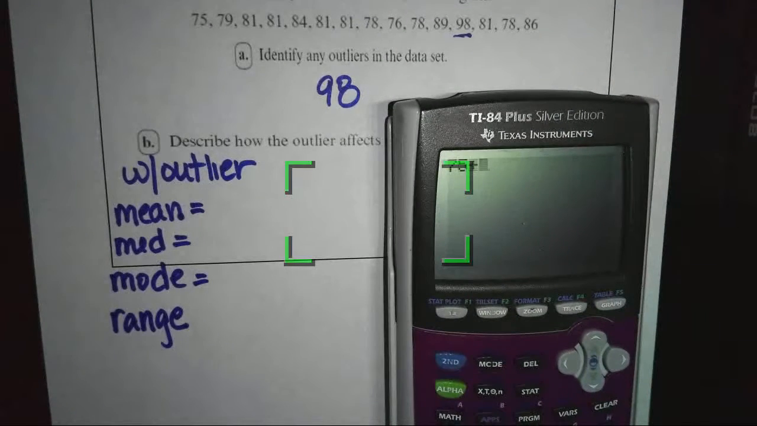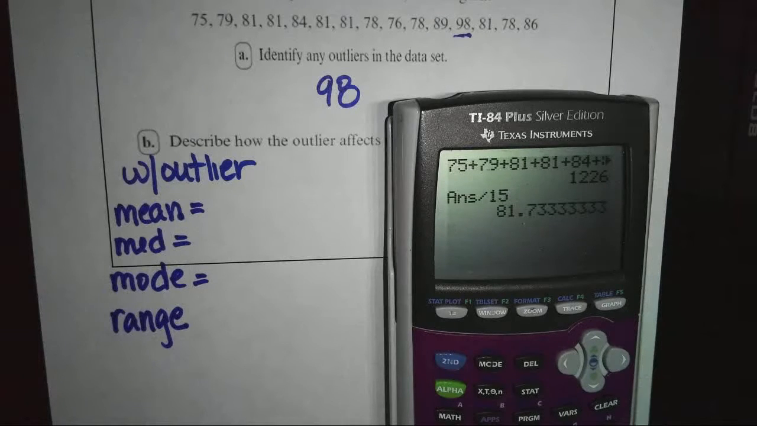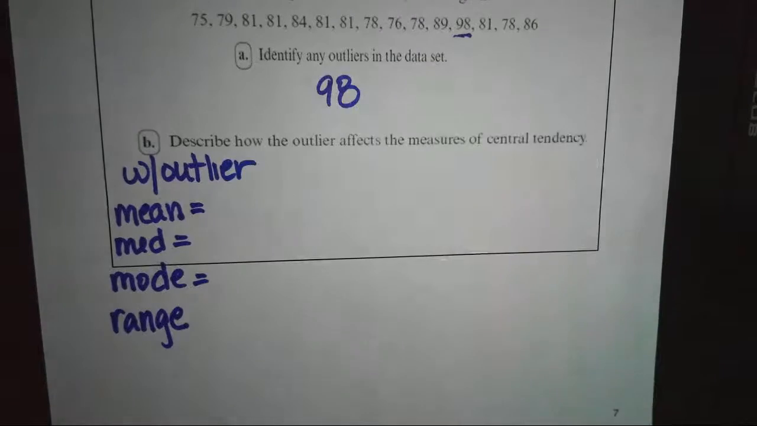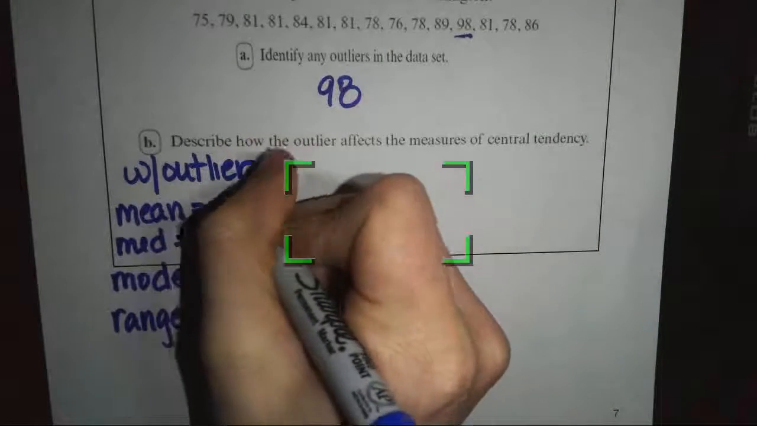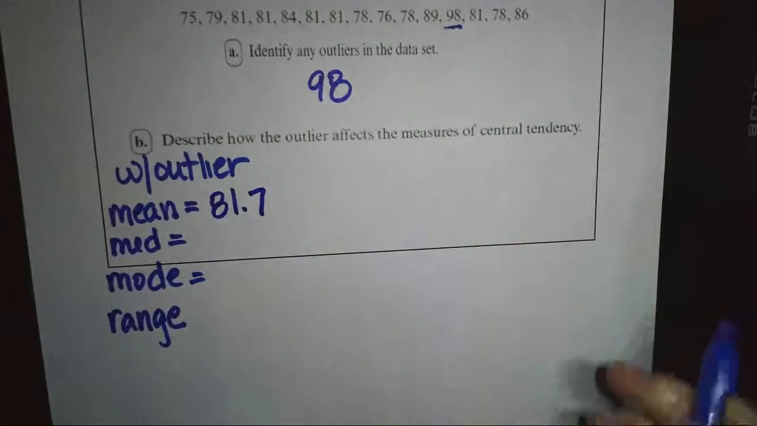So I've got 75, 79, 81, 81, 84, 81, 81, 78, 76, 78, 89, 98, 81, 78, and 86. Okay, so I added all those up, and then I'm going to divide by 15 because there are 15 data values, and my mean temperature is 81.7. So there's my mean temperature.